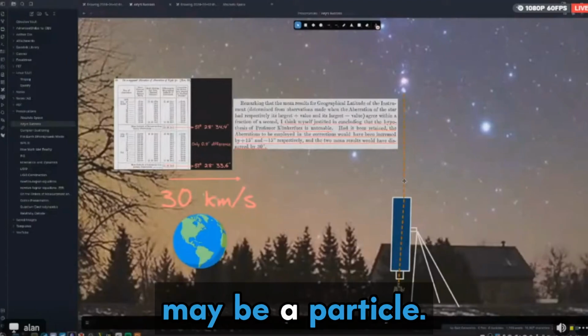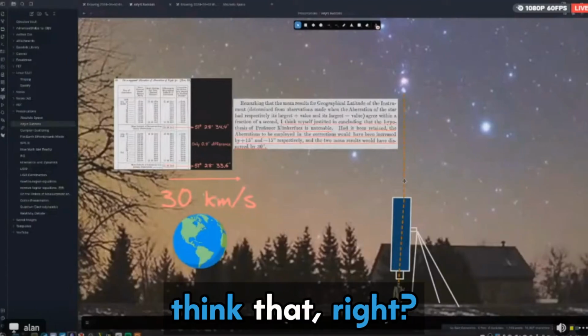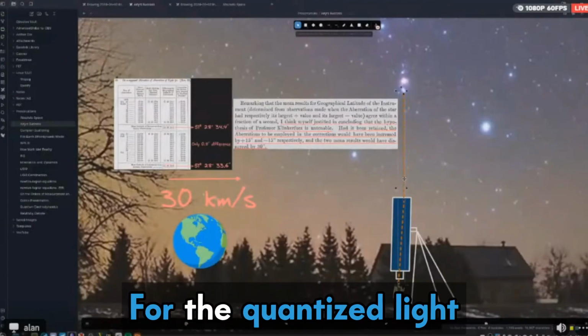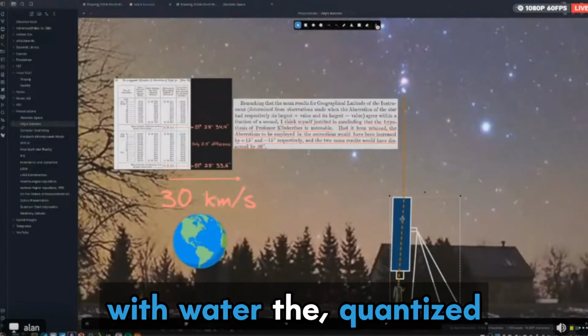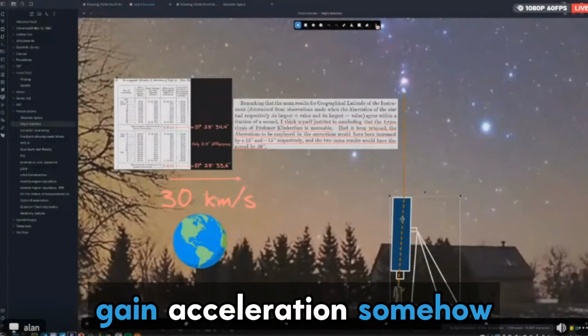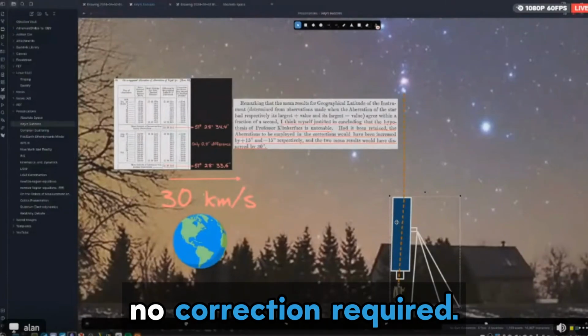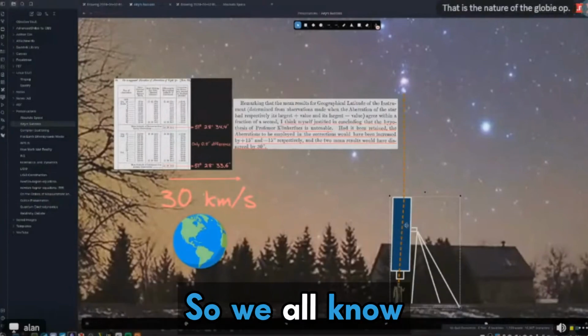They thought light may be a particle, and now people still think that. They're like, oh, the old quantized light. For the quantized light, lads, when light enters this telescope and it's filled with water, the quantized particles would have to gain acceleration somehow so that there would be no correction required. So we all know that's not happening.